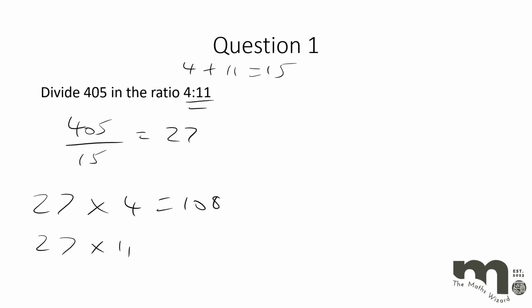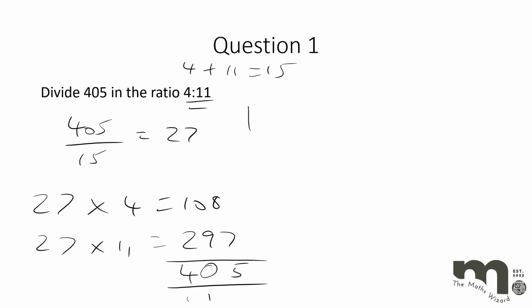And then 27 times 11, which will give us 297. And if you want to check that's right, if you add these numbers up, 8 add 7 is 15, carry your 1 across, 9 add 1 is 10, write your 0 there, carry your 1 across, add those 4 up, and you'll get to 405 there. So it's all about making sure that the end result adds up to 405.